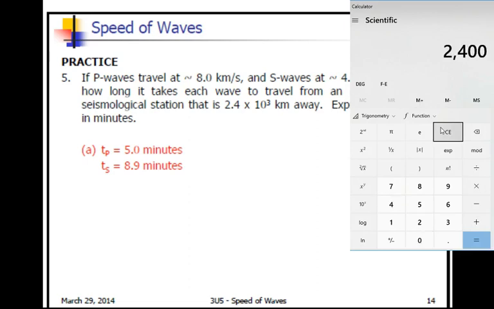For the other part, if we have 2,400 kilometers to travel, and we're traveling at 4.5 kilometers per second, this is how many seconds we'll travel, divided by 60. It'll take 8.9 minutes.